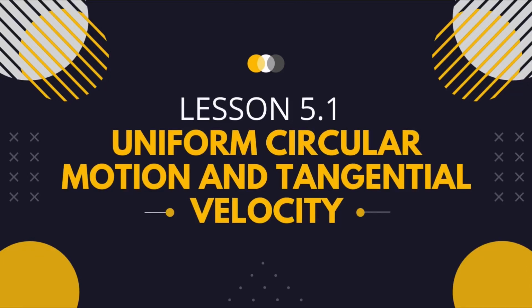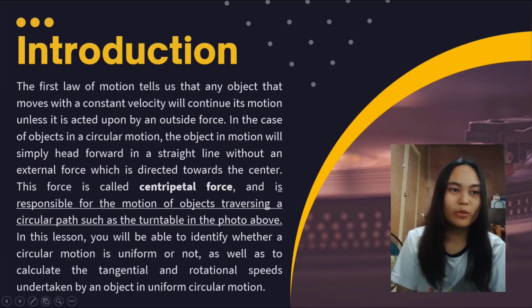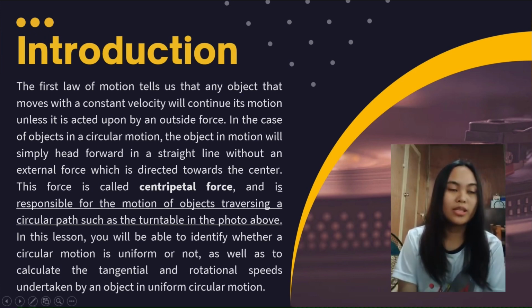So for lesson 5.1, we have uniform circular motion and tangential velocity. Introduction. The first law of motion tells us that any object that moves with a constant velocity will continue its motion unless it is acted upon by an outside force. In the case of objects in circular motion, the object will simply head forward in a straight line without an external force directed towards the center.